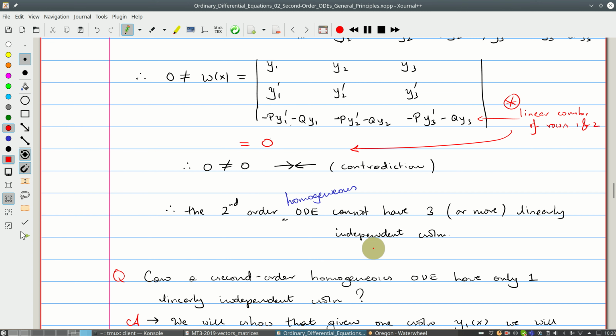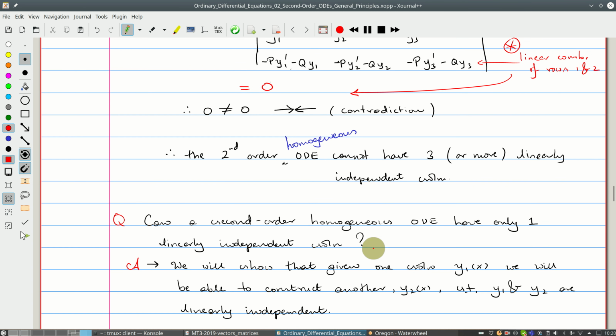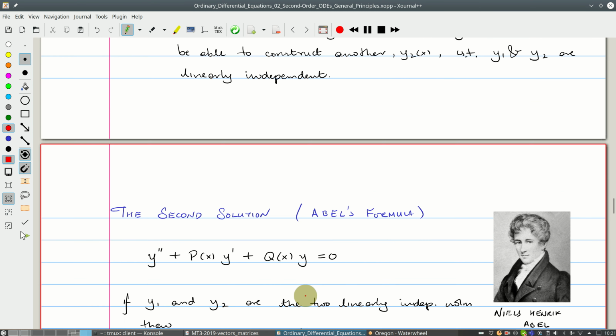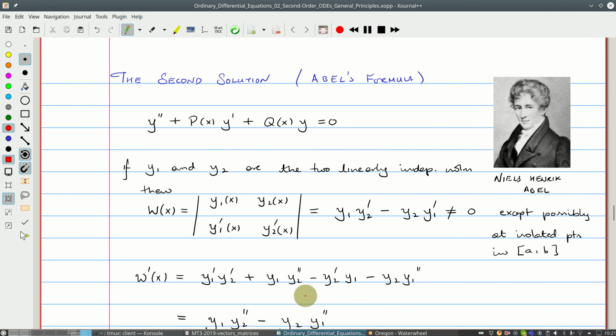But that leads us to another question then. Can a second order homogeneous ODE have only one linearly independent solution? Now what I'm going to do is answer this not completely rigorously, because I'm not sure what a rigorous proof would be. But I'm going to argue as follows. We will show that given one solution y1 of x, we will be able to construct another solution y2 such that y1 and y2 are linearly independent. Okay, so that's what we're going to do. And this leads us to Abel's formula, or the formula for the second solution.